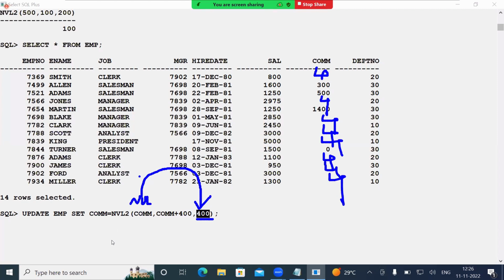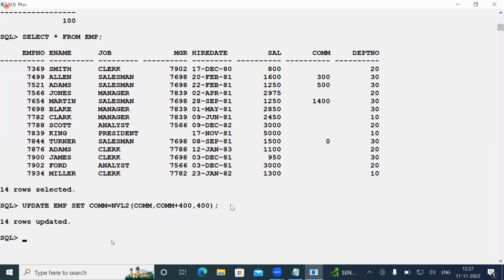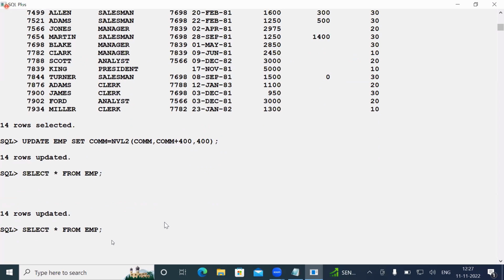Okay. Suppose the commission is not null. My expression 1, commission, is not null, which means some value, say 300. To this 300, I'm adding 400, so 700. Like this, you execute it: 14 rows are updated successfully. Come back to your table and we can see.